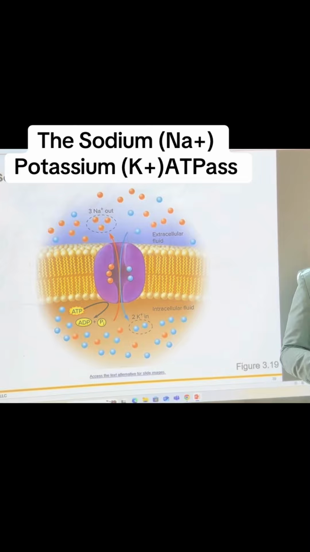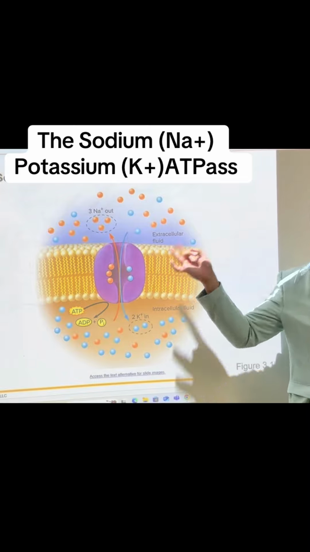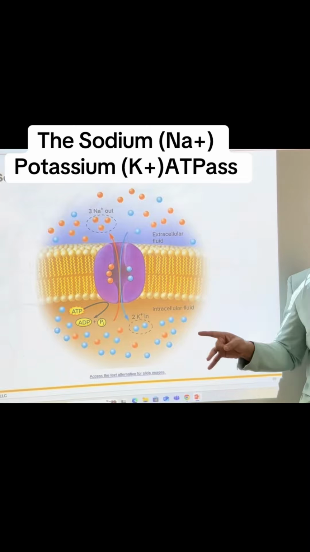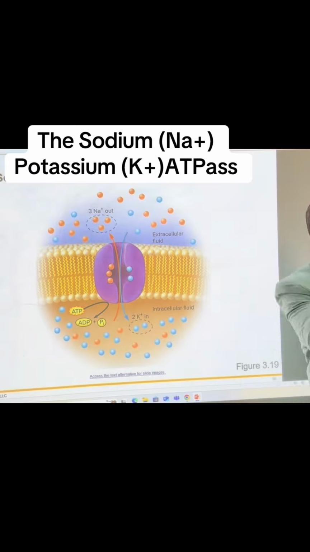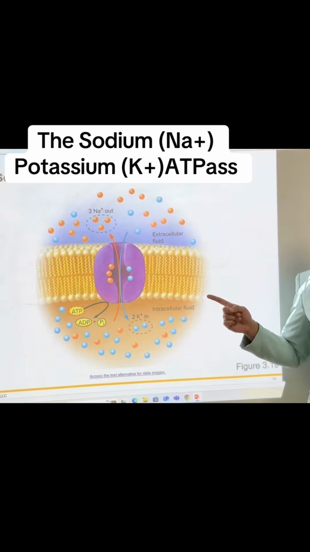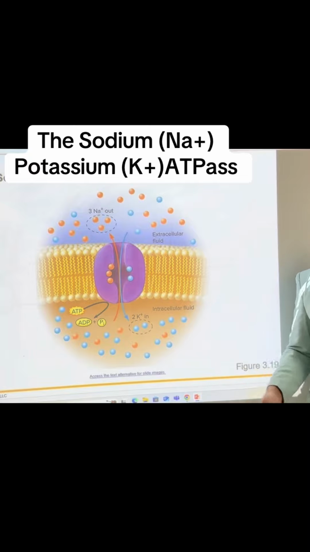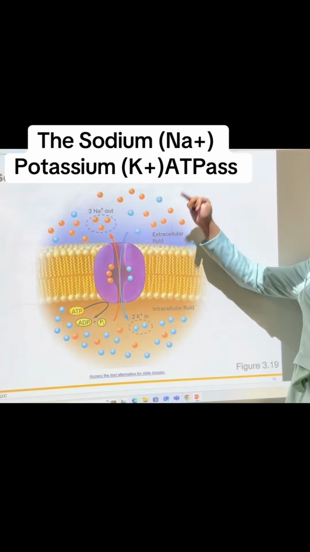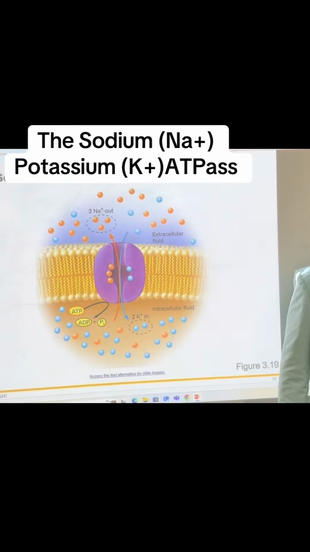So you need to know 2 things. Sodium is more on the outside. When it leaks in, the sodium potassium ATPase will throw 3 of them outside. Potassium, if there's a lot of potassium on the inside and it flows out, it'll bring it right back in, but 2 of them. You need to know this.